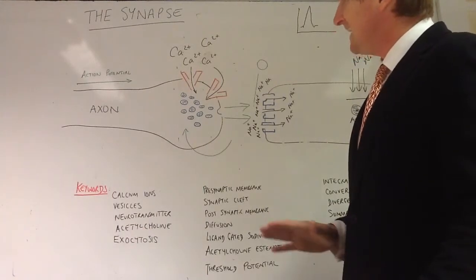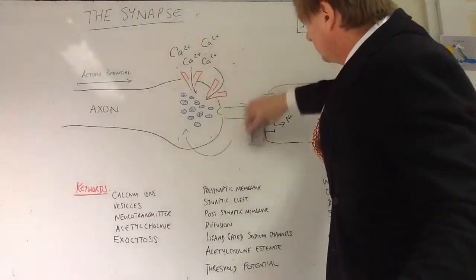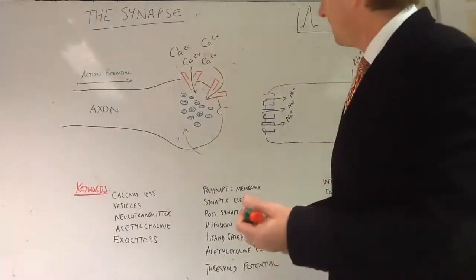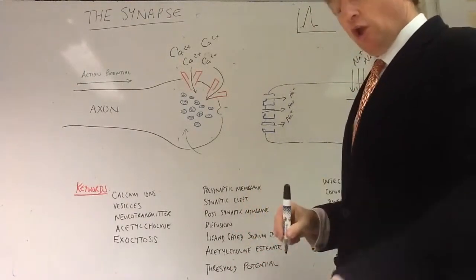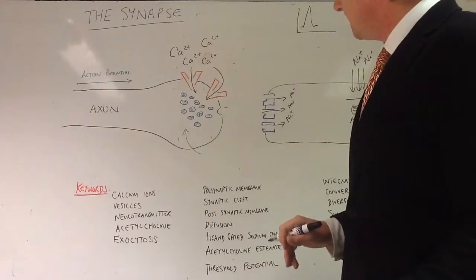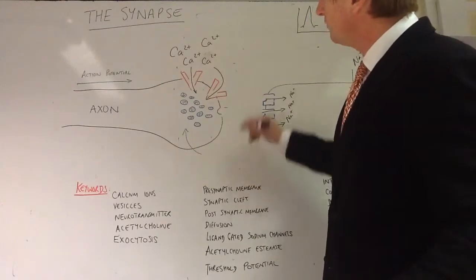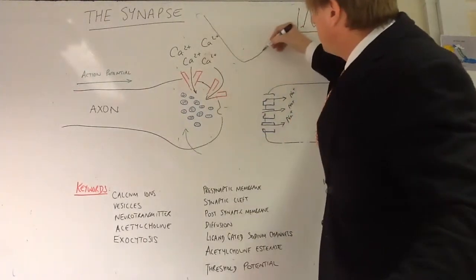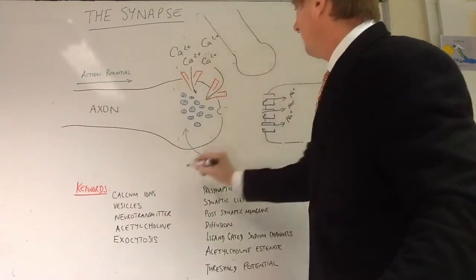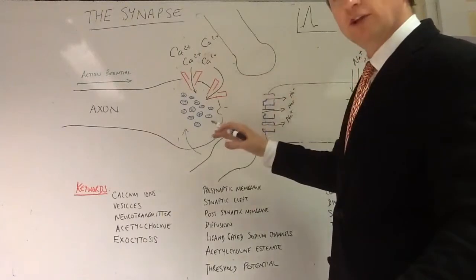The second is integration of signals. We can, in fact, have integration which can be either convergent or divergent. And this is a way of spreading the signal or integrating it. A convergent one would be if we had a number of neurons which came in to give one signal.